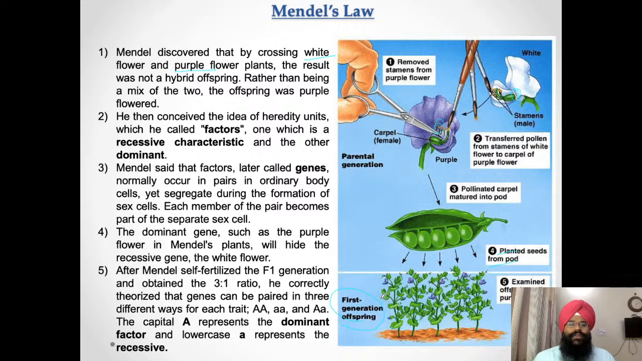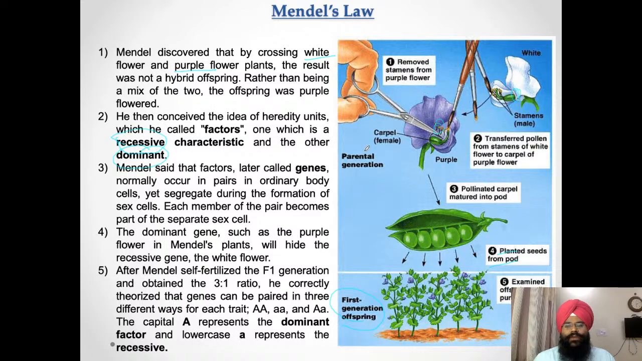So he conceived the idea that whatever heredity was passing from one generation to another, that thing is called factors. One is the recessive character and the other is known as the dominant character. So there are two factors playing a role, the recessive character and the dominant character. Mendel said that factors, later called genes, normally occur in pairs in the ordinary body, yet segregate during the formation of sex cells. So each member of the pair becomes part of a separate sex cell.